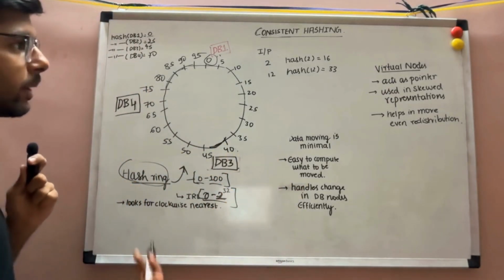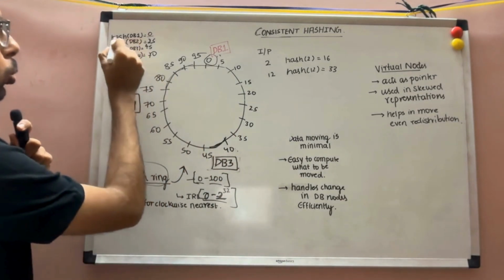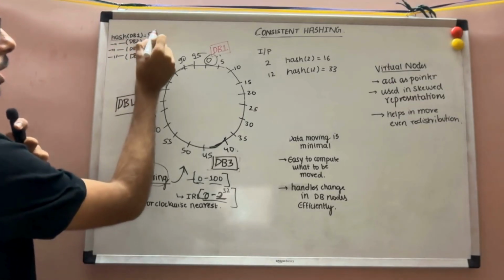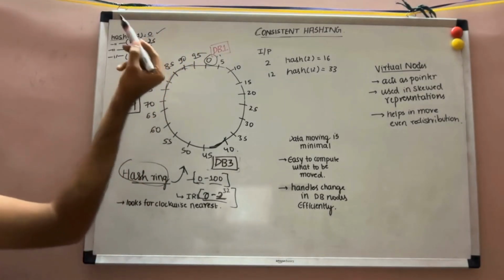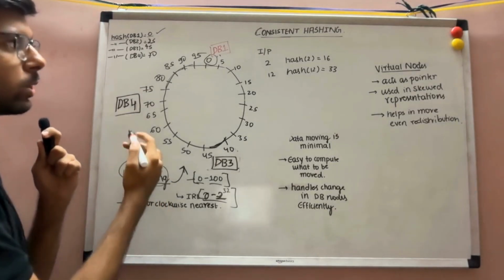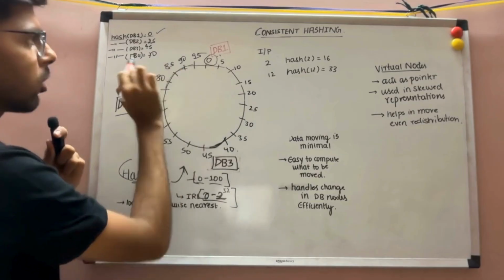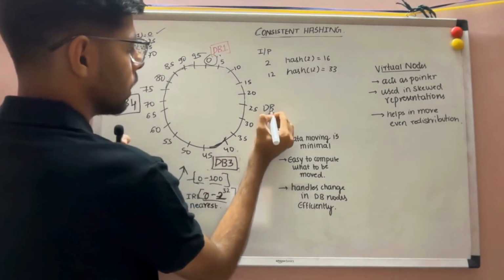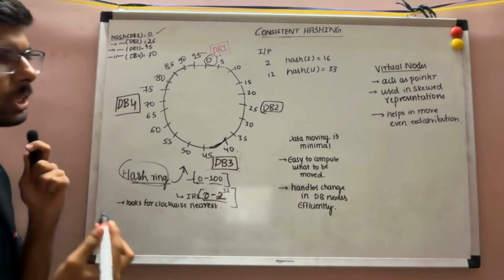So now what we basically do is we pass our database nodes through our existing hash function. Let's say our hash function gives the output as 0 for DB1, and similarly 25, 45, 70 for DB2, DB3, DB4. Now what we do is we place those nodes at their respective positions. So I've placed DB1 at 0, DB2 at 25, DB3 at 45 and DB4 at 70.